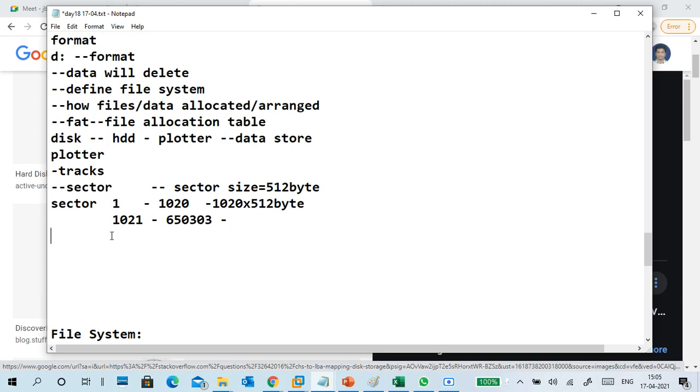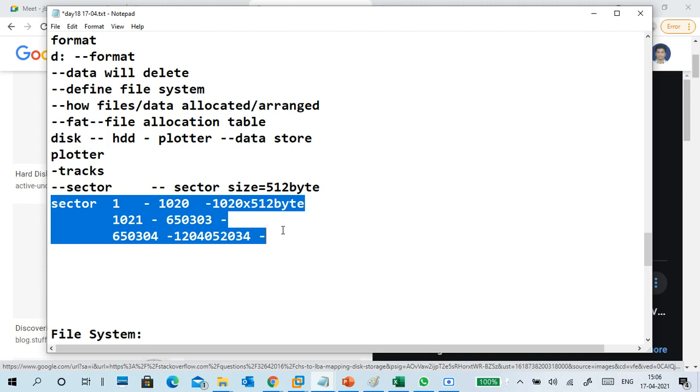So if you take this one, copy. This is the next sector. Again, the next partition starts with the next sector number. The difference between this number and this number, you have to subtract. Then the subtracted part into 512 bytes, that is the size of that partition. So that is the sector size.